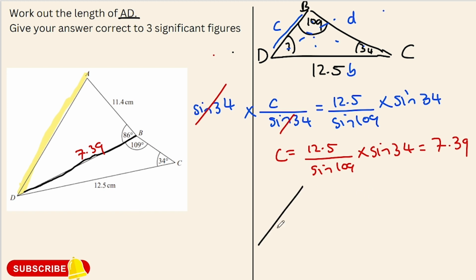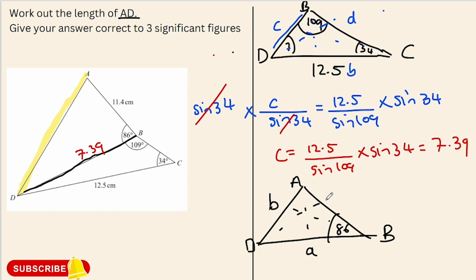So brace yourself. I'm going to call this A. I'm going to call this B. And I'm going to call this one D. Okay. So this is going to be angle 86. Opposite to that will be lowercase b. Opposite to this will be A. Opposite to this, D will be lowercase d. I know that this will be 11.4. A would be 7.393. And B, we don't know.